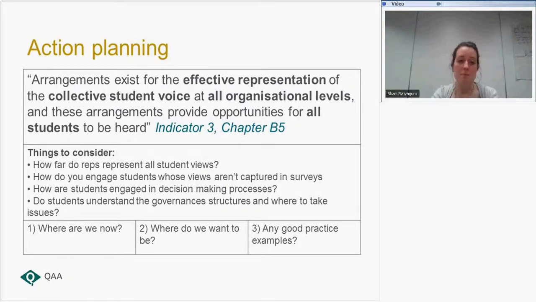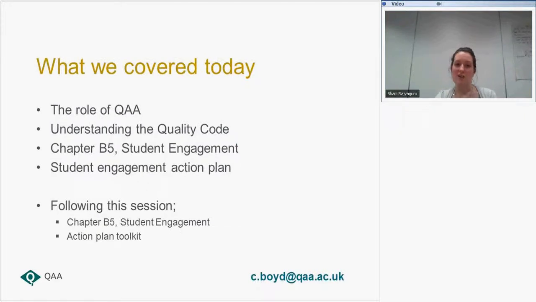So I'm going to leave it here. But as we said, this is an action plan for one indicator where we've only touched on the conversations you could be having. These would be discussions for you to be having together, institution and students' union, and then start mapping out a direction and looking at where you want to go. You will receive a larger version of this following the session, along with a PDF version of Chapter B5. But just to be nice and cliche, what we've looked at today is the role of QAA, hopefully understanding the quality code a bit better, looking at Chapter B5 and beginning to think about action planning.